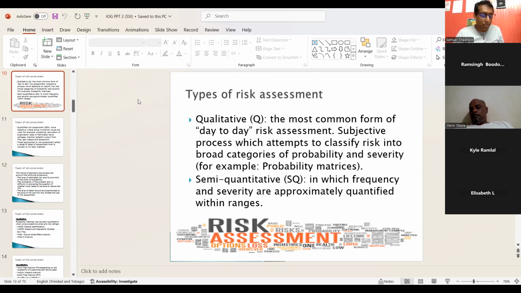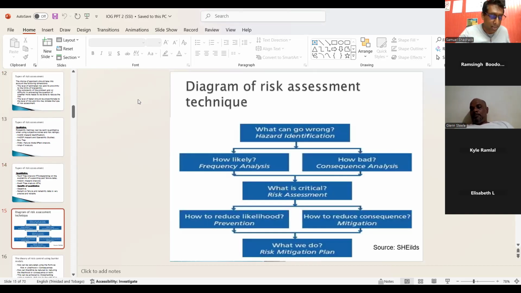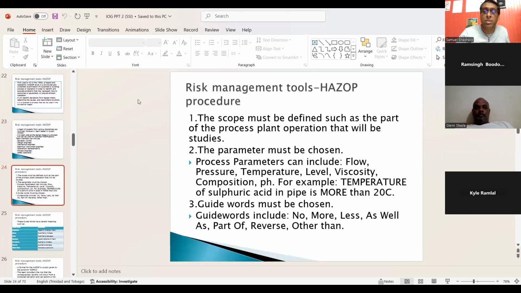Taking it straight from here, we're going to look at the bow tie analysis technique, and let's have a look at that one straight away. We'll see how this goes.